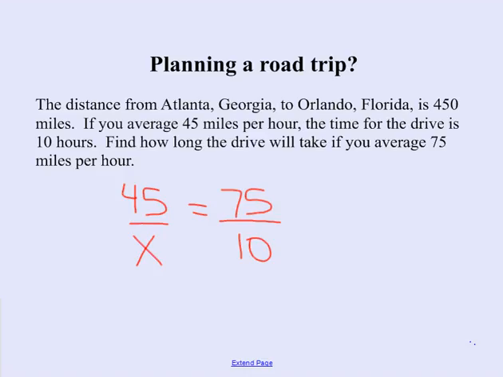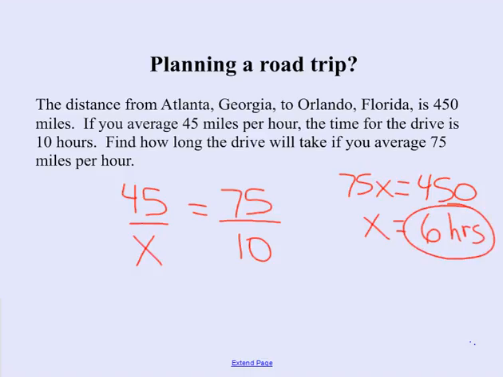Now we can cross multiply and solve. So x times 75 is 75x. 45 times 10 is 450. Divide both sides by 75. In this case, we get 6 hours. And we see once again that as our speed went up to 75 miles per hour, the time it took to get to our destination went down to 6 hours.